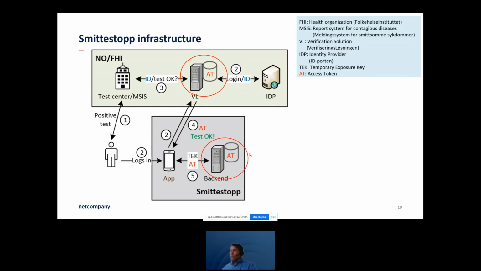As I said, this is a simplified picture. I mean, the Smittestopp app and the backend and the whole infrastructure there is owned by FHI, and you'll find it in FHI's GitHub repository. I only disconnected these two to indicate that, technically speaking, they are in different physical servers. I mean, we communicate together, but they are not in the same place, even though they are maintained and owned by the same organization.